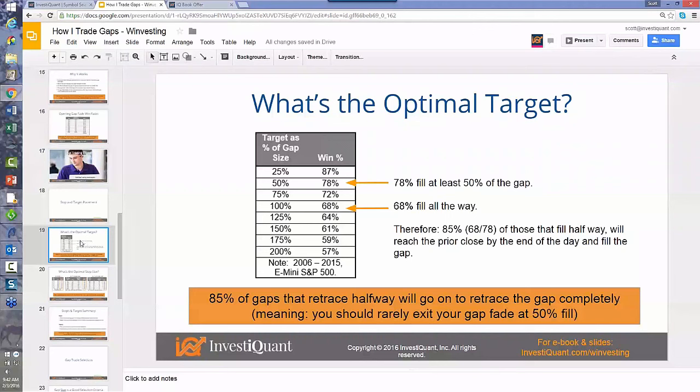So I've organized it by point, and this is points in the ES. Basically, each point in the ES is worth about 10 points in the SPY, so a two-point gap would be 20 cents in the SPY if you're an ETF trader. You see the tighter the stop, the lower your win rate. Makes sense, right? The bigger your stop, the bigger your win rate. Hopefully that's very clear to you.